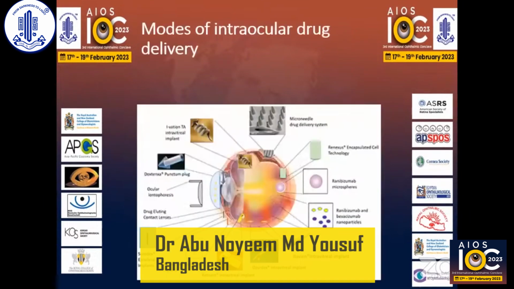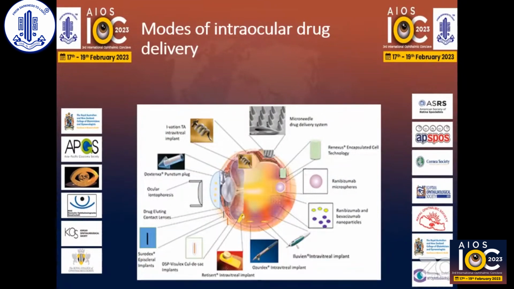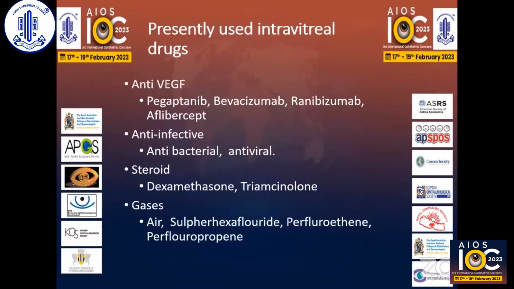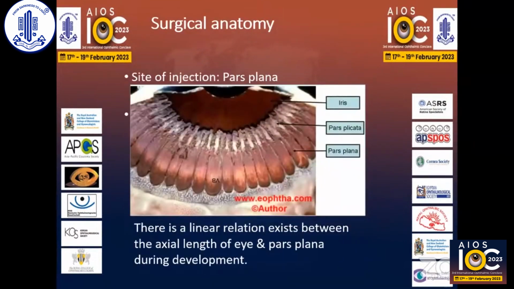There are different routes for drug delivery. Intravitreal use of drugs is chosen because of their easy availability in the area of action and quick onset of action. Presently, drugs used intravitreally are anti-VEGF, pegaptanib, bevacizumab, ranibizumab, aflibercept, anti-infective, antibacterial, antiviral, steroids dexamethasone, triamcinolone, and gases such as air, sulfur hexafluoride, perfluoroethane, perfluoropropane, etc. Surgical anatomy.